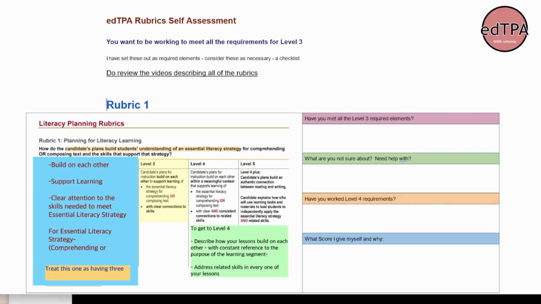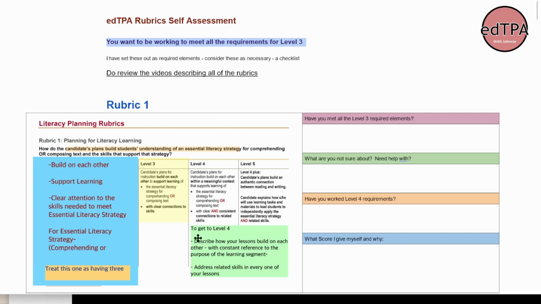I'm going over the rubrics in this video. But first I want to offer you a couple ideas, some things that will help you do well on your tasks. You want to be working to meet all the requirements for level 3. In any of the rubrics you'll see that there's a level 1, a level 2. I just skip those. Don't even pay attention to those. You care about level 3 and you want to meet all the requirements for level 3.